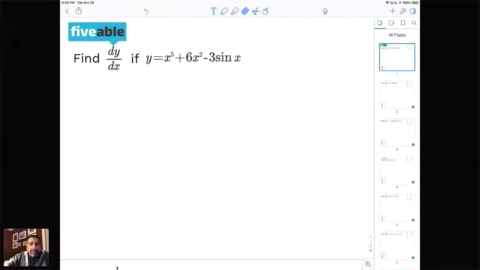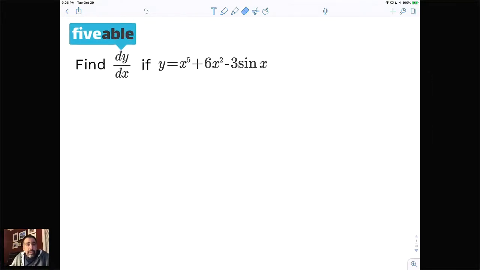So without any further ado, what we want to do is introduce this idea of an implicit derivative. But before we jump to implicit derivatives directly, we're going to take a real quick look at some basic derivatives to show the similarities that we're going to see between the implicit and the regular derivative. So the first example we're going to look at tonight is very straightforward. We've got a function y equals x to the fifth plus 6x squared minus sine 3x, and we are going to take the derivative of this equation.